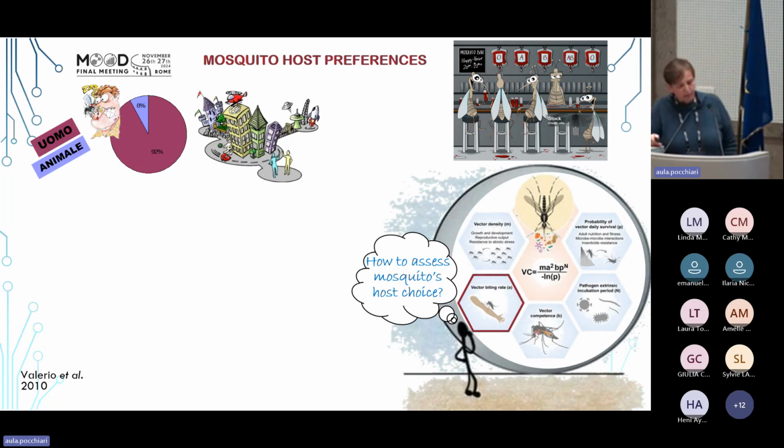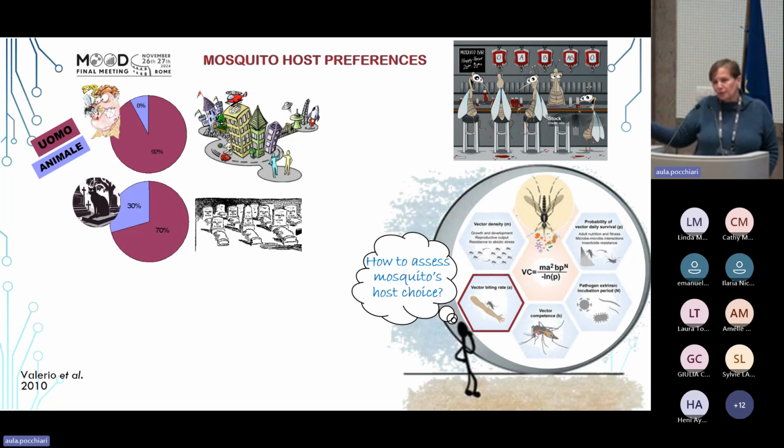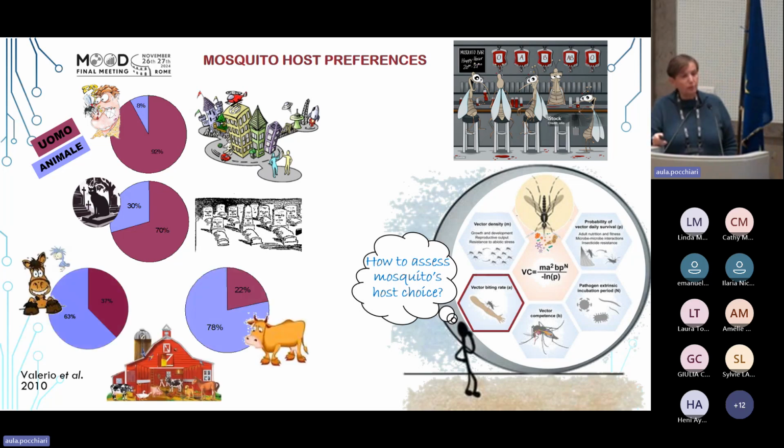92% of the blood meals were taken on humans, which means that in urban areas we have a very, very strong biting rate of albopictus on humans. But then if you move to a different environment, like for instance the cemetery, where there are very important cat colonies, you can see that 30% of the blood meals are taken from cats. And if you move to a rural area, you can see that other animals become the primary hosts, and humans are less affected by albopictus biting.